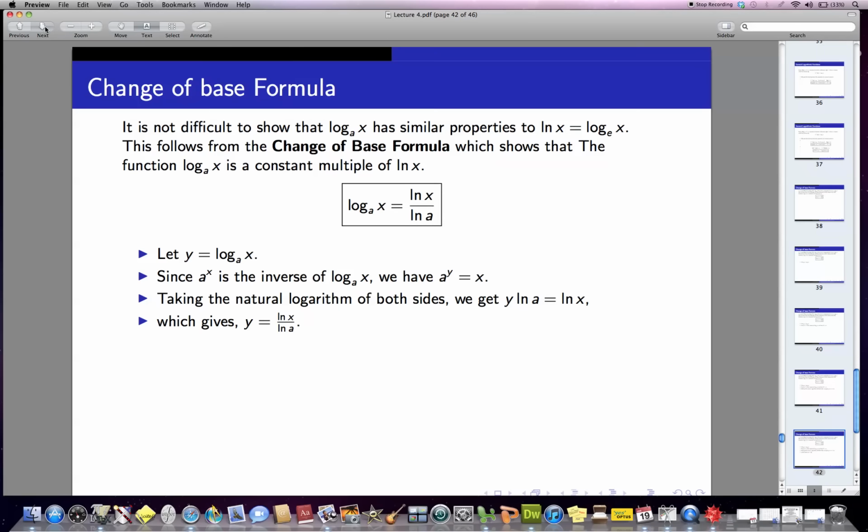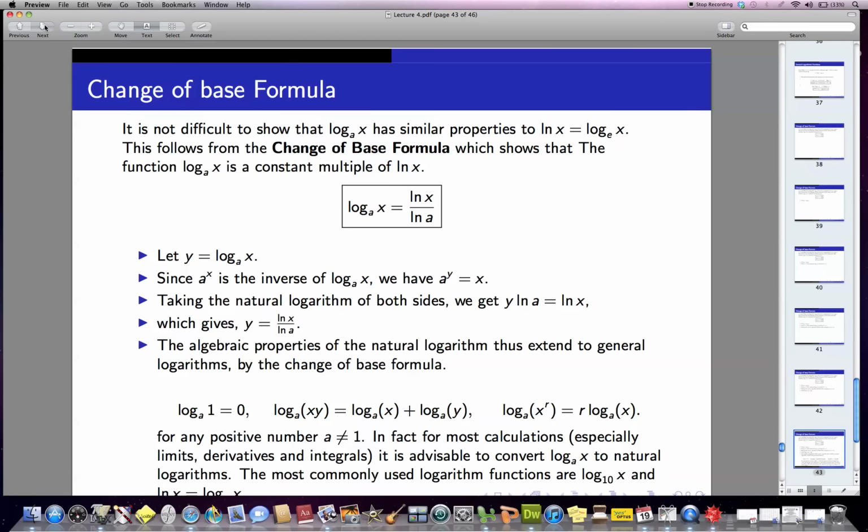And now dividing across by ln of a gives us y equals ln of x over ln of a, but y is log to the base a of x. So this gives us our change of base formula. This means that because log to the base a of x is just a constant multiple of the natural logarithm, it has these same properties. Log to the base a of x times y is log to the base a of x plus log to the base a of y, etc., etc.